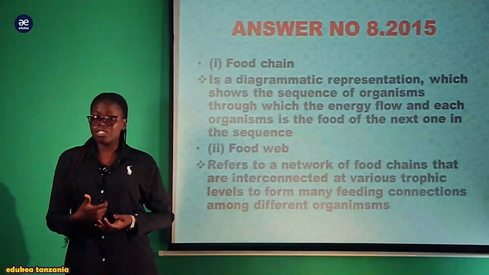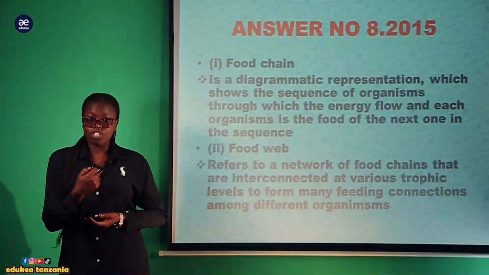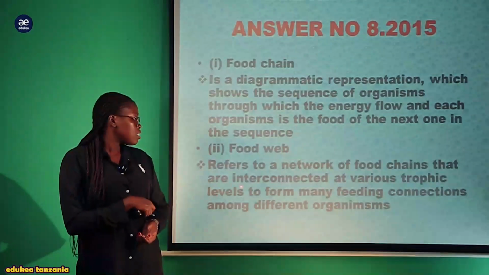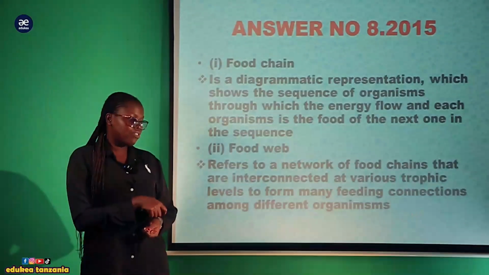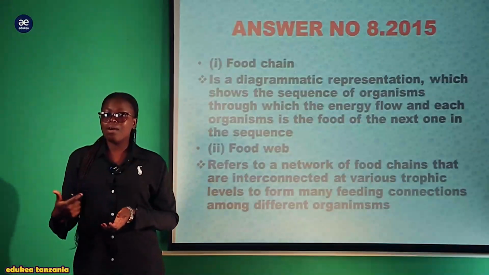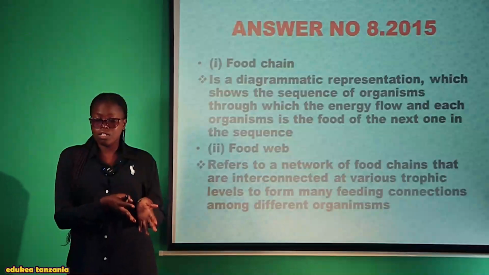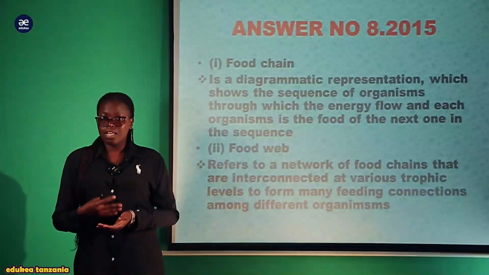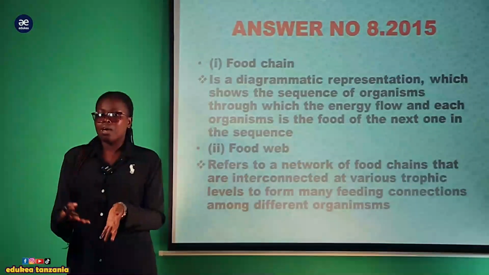Trophic level, this is the position an organism occupies in the feeding relationship, either in the food chain or food web. So these are networks of food chains that are interconnected at various trophic levels to form many feeding connections among different organisms. So you see that in the food web, a single organism has a variety of food sources, rather than in the food chain, ambapo tunaona kwamba only single organism wanakuwa na only one food source. Lakini katika this food web kuna kuwa interconnection, kwa one organism anakuwa anaweza akawa na either more than 2 food sources.